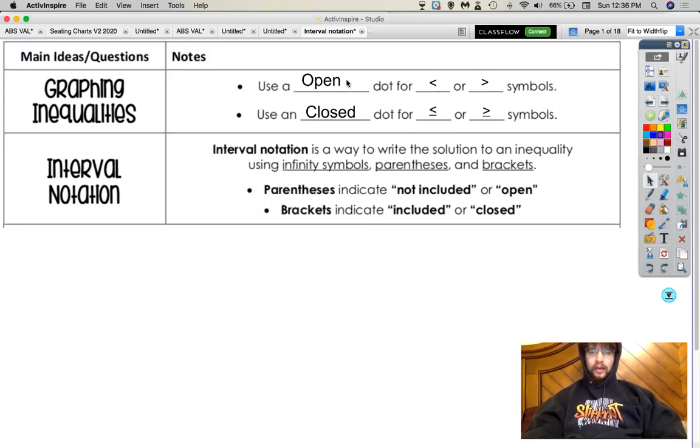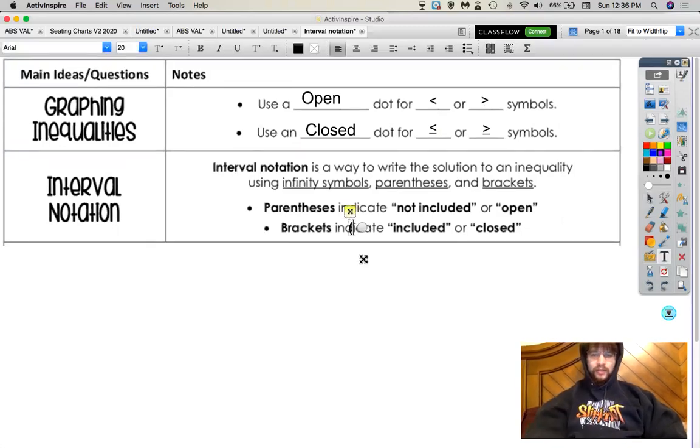Whenever we have an open dot or a less than or greater than symbol, we use parentheses. That's these guys. We use some of these, parentheses. That means it does not include the values on the ends. It's an open set. Now, if we do include it, if we have a closed dot or a less than or equal to symbol or a greater than or equal to symbol, we use brackets, straight brackets, not curly brackets. So that's what those look like. Brackets means it includes. Parentheses does not include.